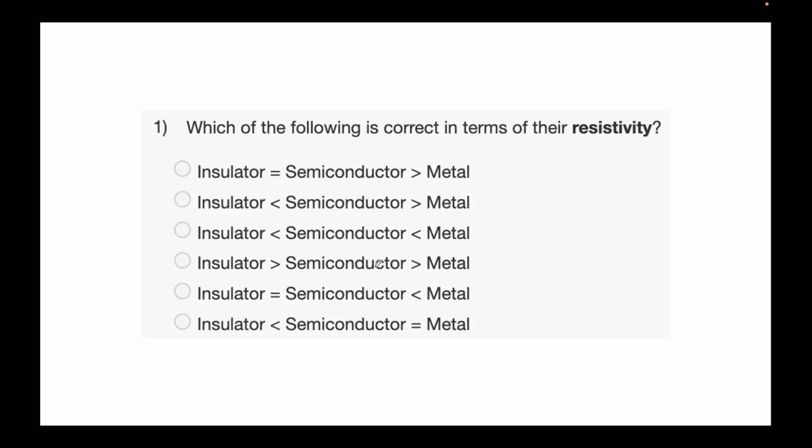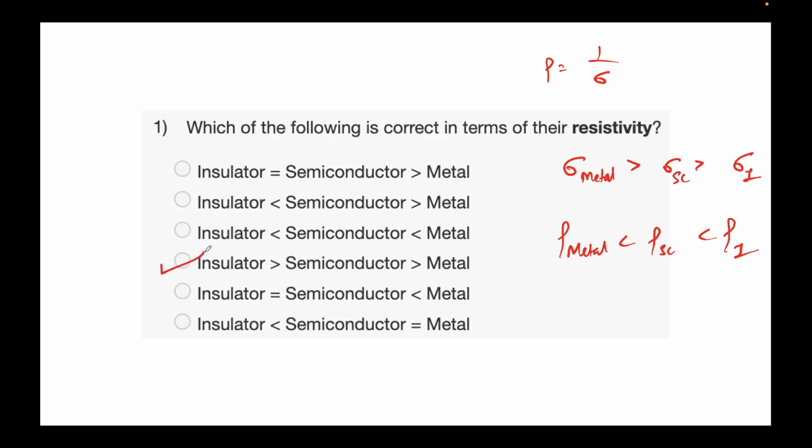All right, so in terms of resistivity, we talked about that conductivity of metal is greater than conductivity of semiconductor, which is greater than conductivity of insulator, and rho is the inverse of conductivity. So I'll just flip the signs. Rho of metal is less than rho of semiconductor, which is less than rho of insulator. So insulator is greater than semiconductor is greater than metal. So this is the correct option.